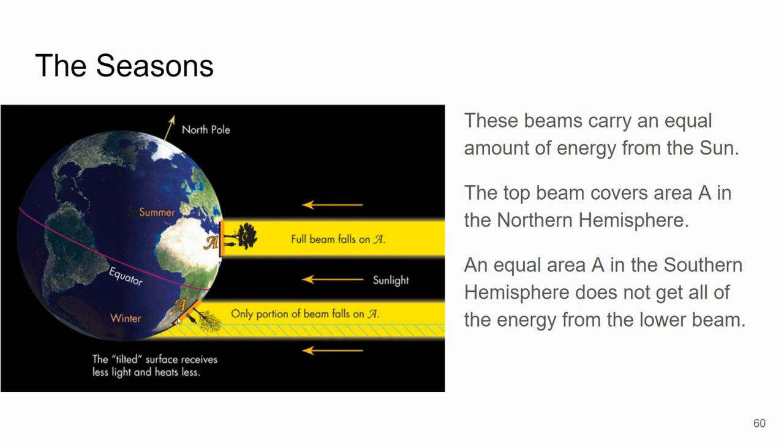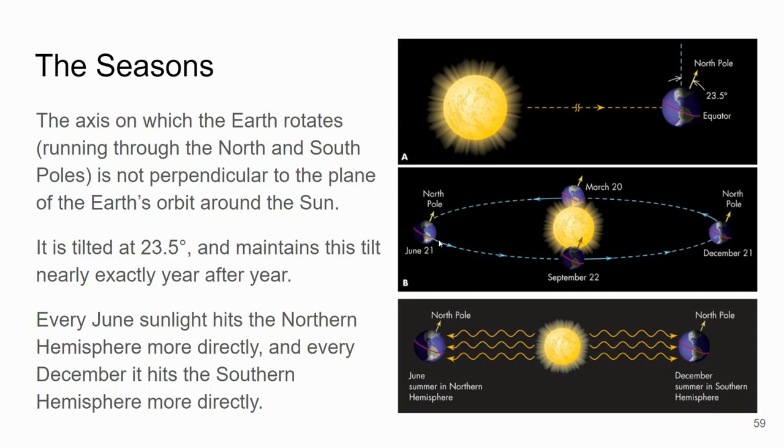So this is why, if we go back to the previous slide, that is June. June in the northern hemisphere is summer. The same exact day in the southern hemisphere, well, it's still June 21st, but in the southern hemisphere, that's the start of winter.